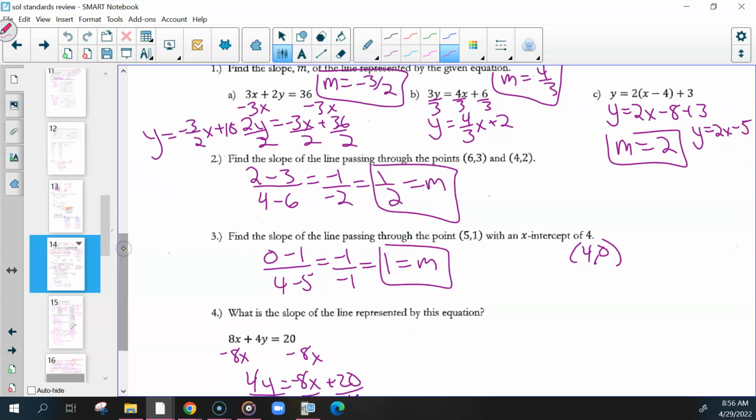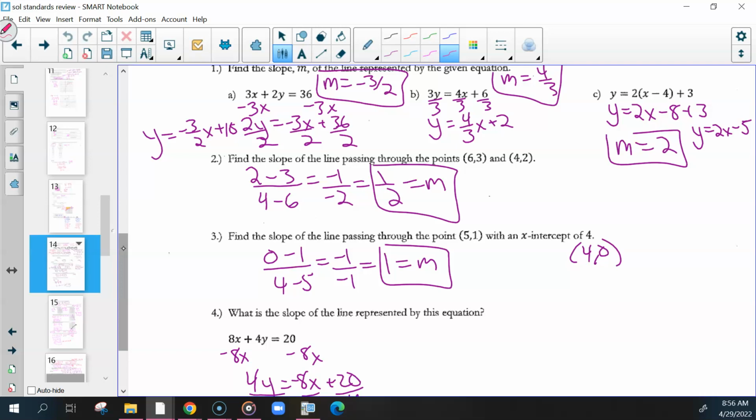Number 2, you could do this algebraically or in Desmos. Algebraically, you would do your y2 minus y1 over x2 minus x1, get 1/2. Graphically, you would have to plot both of these points and count the slope.